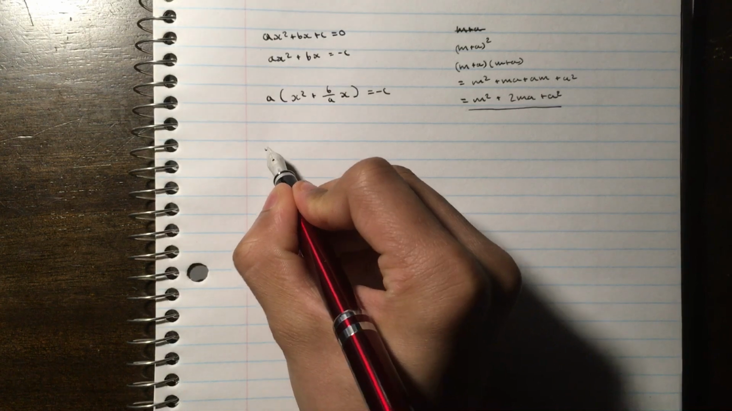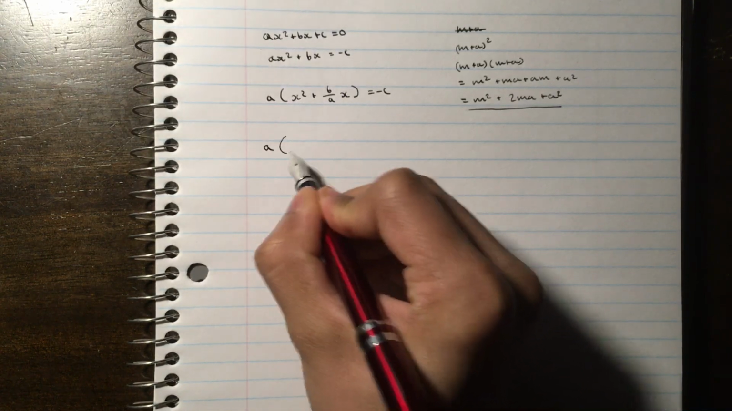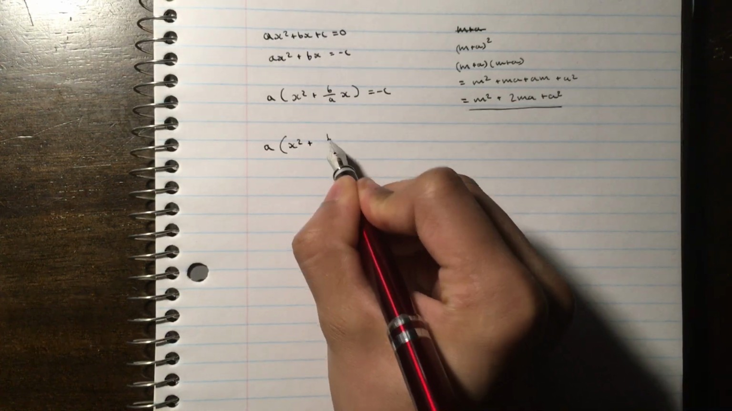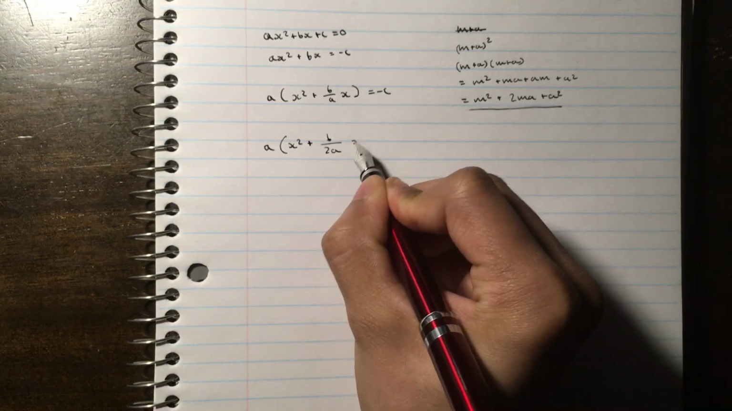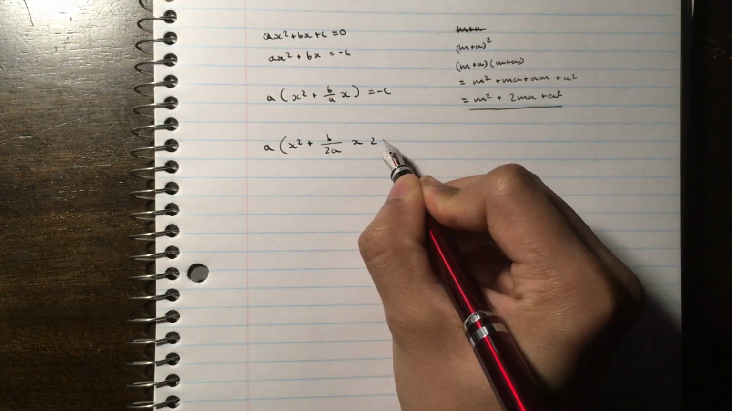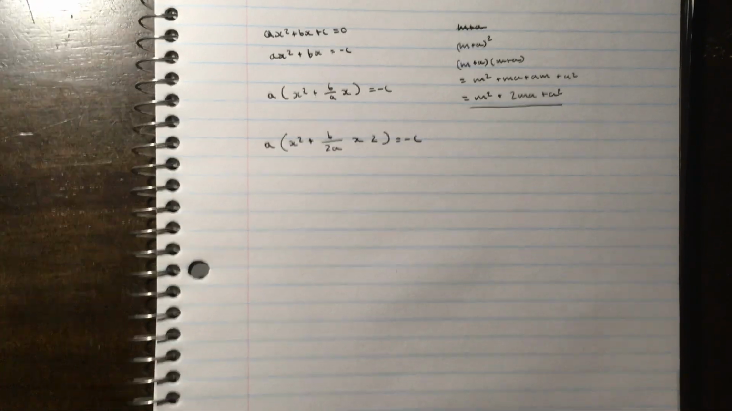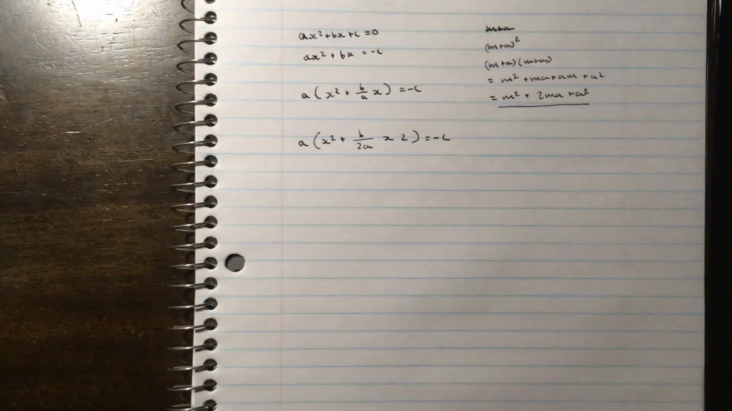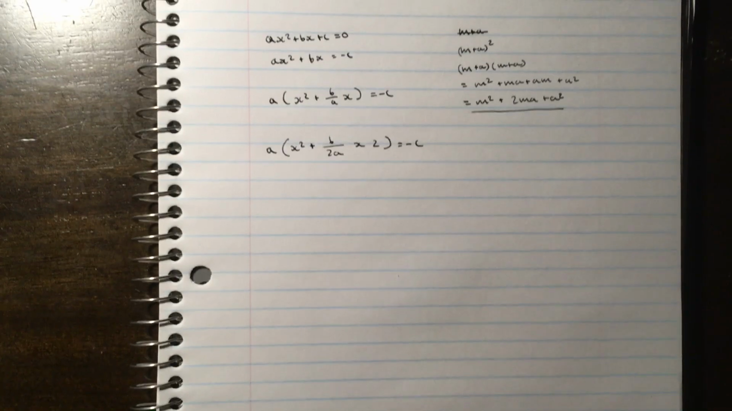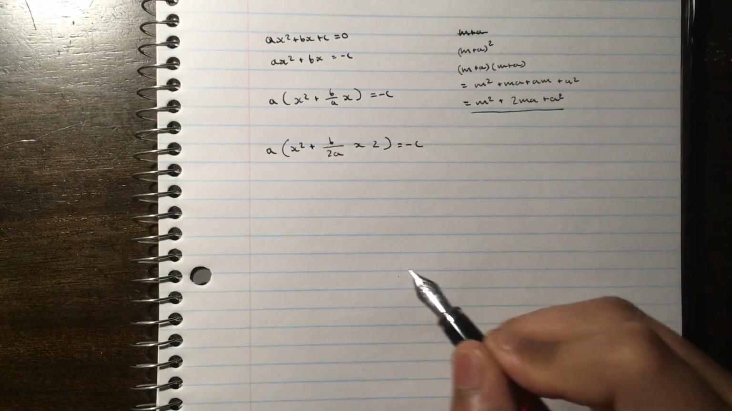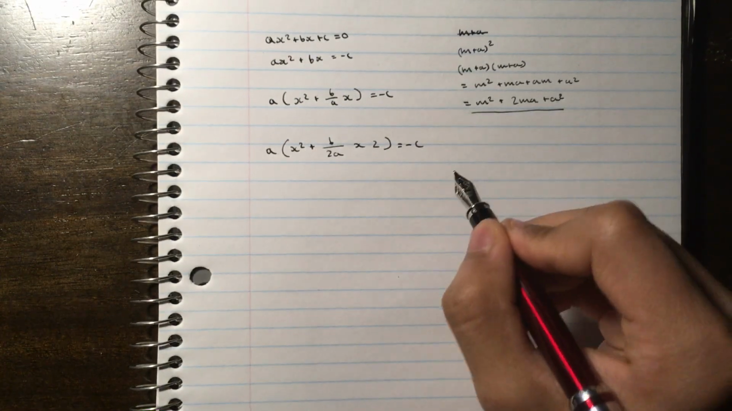So now we have a times x squared plus b over 2a multiplied by x multiplied by 2 equals negative c. And we didn't change anything. This is still the exact same. I feel like this is on a slant, but whatever. This is still the exact same, right?